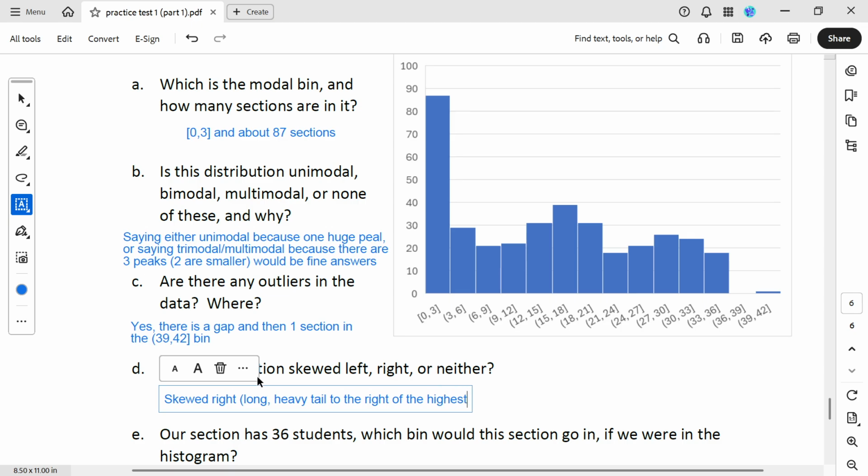Sometimes if you have multimodal data, it might not be obvious what the tails actually are, because each peak can have its own tails. But for this one, if we use the largest peak and then look at the rest of it as a tail, that's skewed to the right.